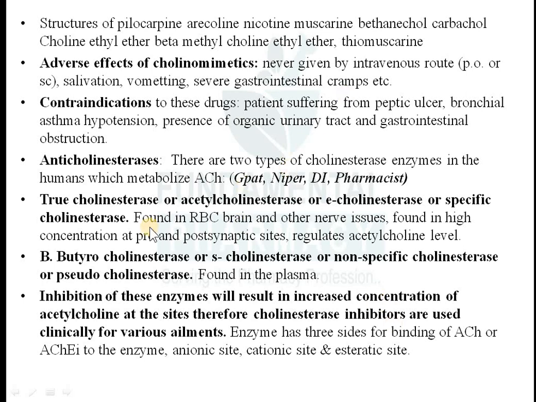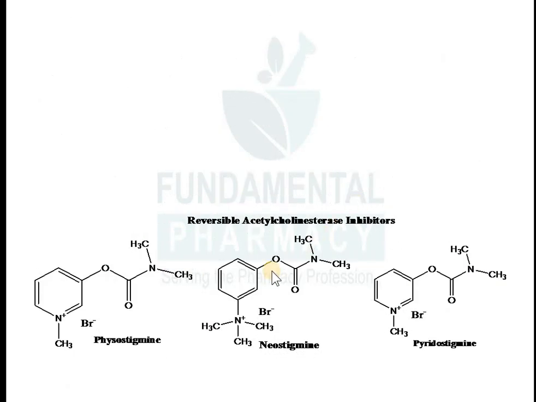There are two types of cholinesterase inhibitor: reversible and irreversible. Reversible acetylcholinesterase inhibitors are physostigmine, neostigmine, and pyridostigmine. For pyridostigmine, just remember the pyridine structure. Physostigmine also has pyridine, but with an additional methyl group, an N-methyl pyridine. Pyridostigmine has pyridine, physostigmine has N-methyl pyridine, and what does neostigmine have? N-trimethyl, N-trimethyl benzyl ring.